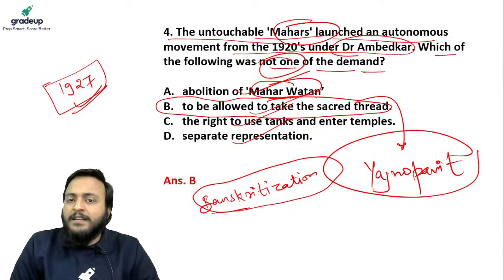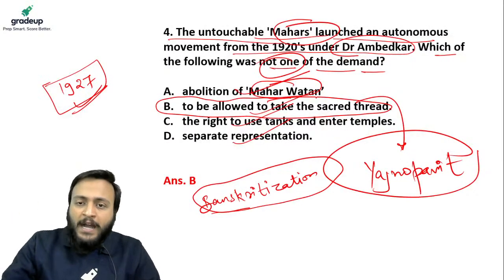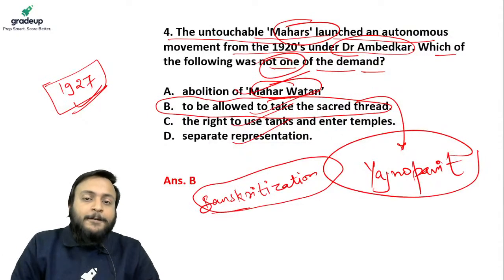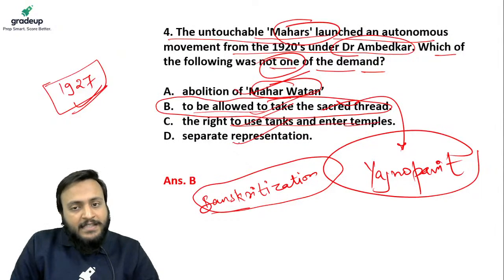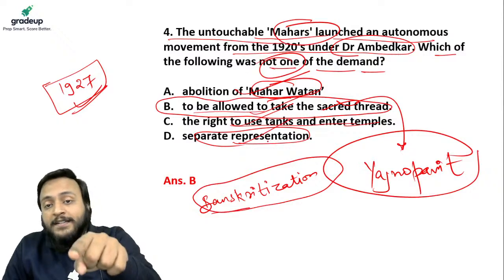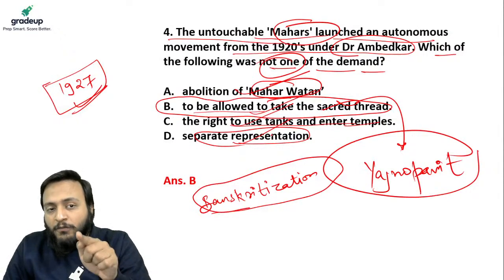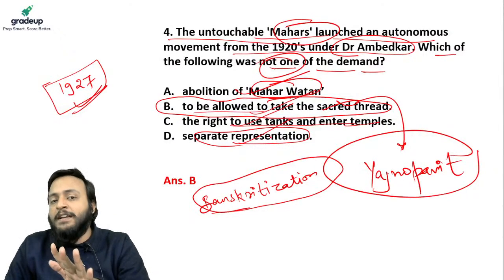What was Mahar Vatan? The area where the Mahar community used to live, that area. Then to be allowed to take the sacred thread, no, it's not correct. The right to use the tanks and enter temples, and separate representation was one of the points. Separate representation was one of the points, my dear friends.